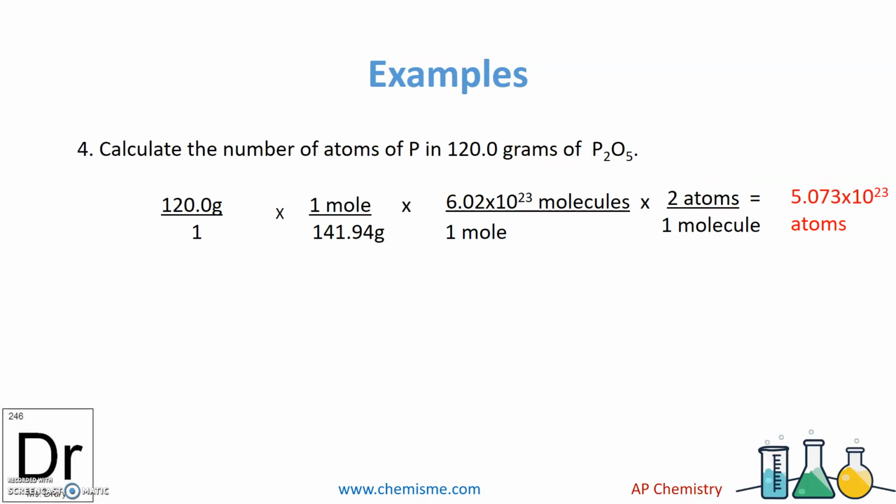If you're thinking about sig figs, 120.0 had 4 important numbers. Anything with a decimal counts those zeros. This has 5. This has 3. And whenever you do counted numbers, like there are 2 atoms and it's exactly 2, you don't worry about numbers that are whole like that. So that means the least number we should have is actually 3, and I should have rounded this to 5.07 times 10 to the 23rd.